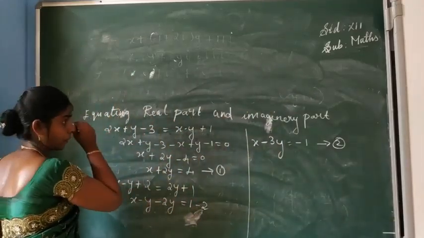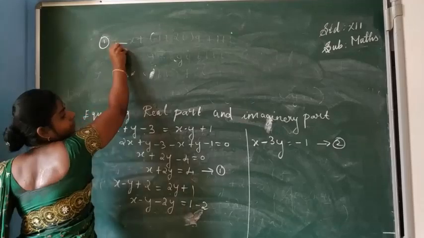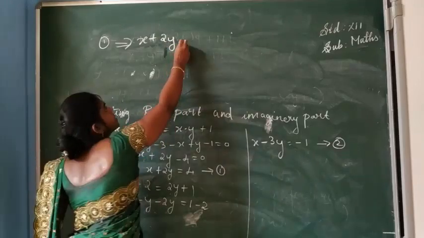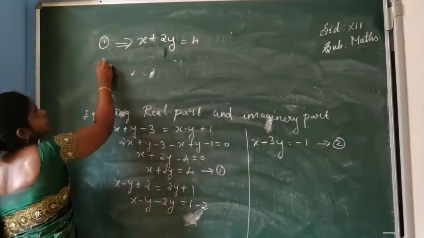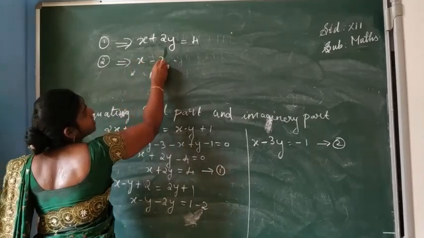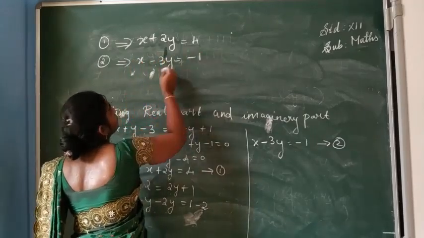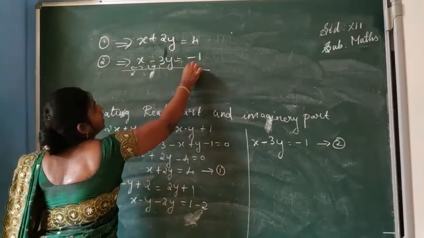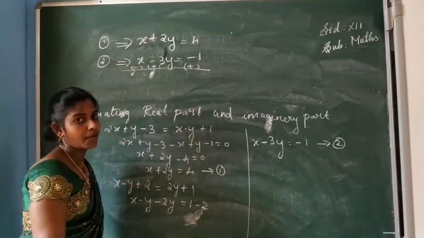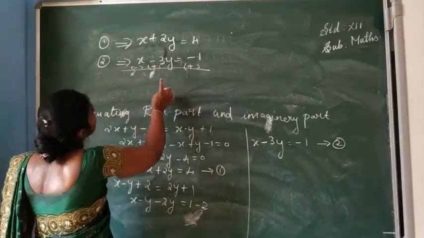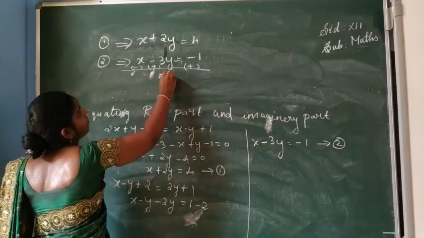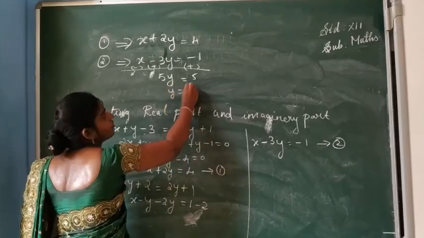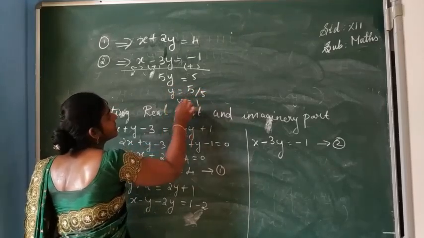Take equation 1. So x plus 2y is equal to 4. Equation 2, x minus 3y equal to minus 1. So change the sign here, plus. So x minus x, the value is 0. So 2 plus 3, so 5y equal to, here the value is 5. So y is equal to 5 divided by 5. So y value is 1.